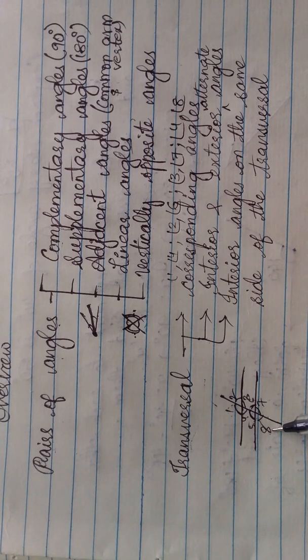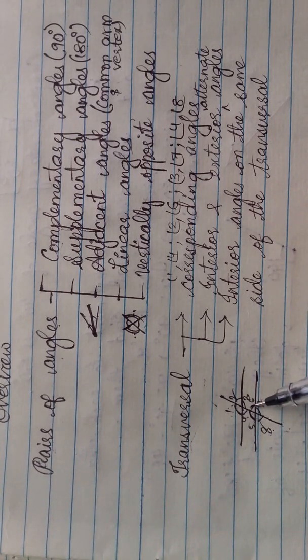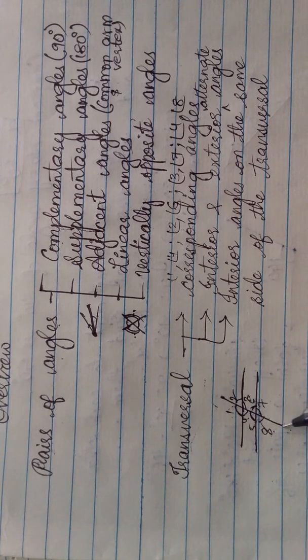Now interior angles on the same side of the transversal. This is a transversal. Same side of the transversal, angle 4 and angle 5, angle 3 and angle 6 are the interior angles on the same side of the transversal. Understood this? Exercise 7, you need to solve all the problems.